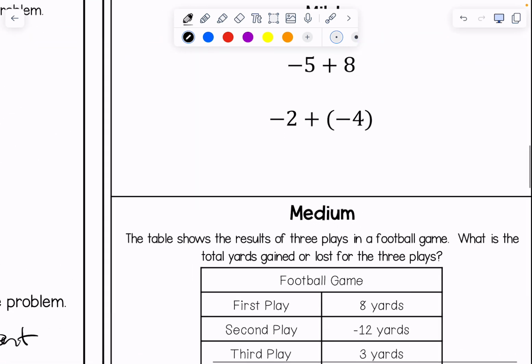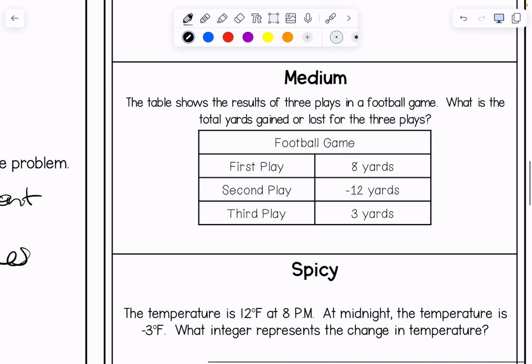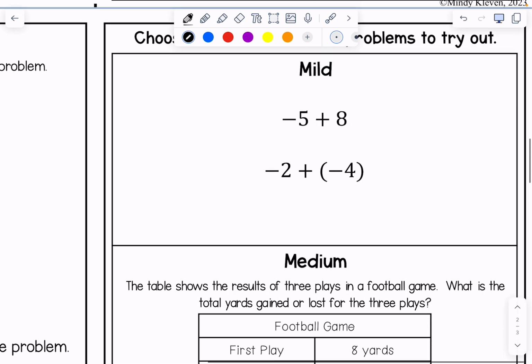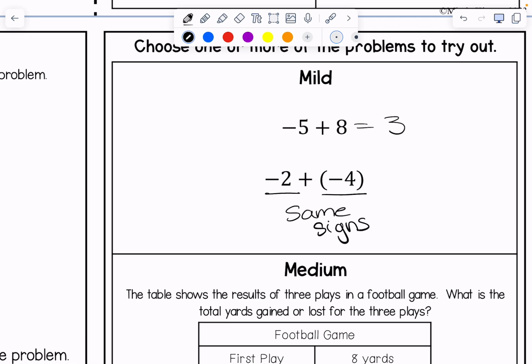All right, over here we have some mild, medium, and spicy problems. So for mild, -5 plus 8, we're going to ask ourselves, same signs or different signs? They're different. I'm going to get +3 there. -2 plus -4, I have same signs. And so this is going to equal -6.